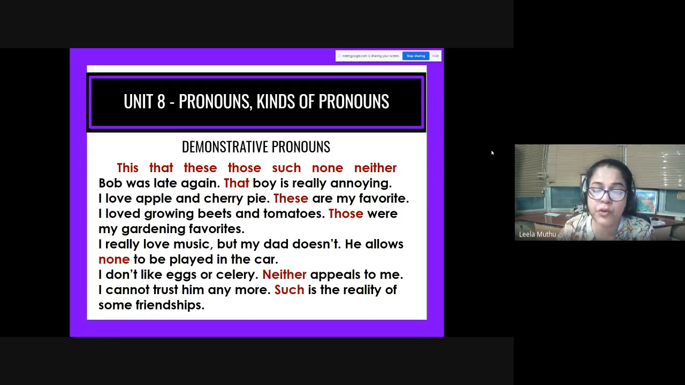I loved growing beets and tomatoes. Those were my gardening favorites. That is, gardening favorites, meaning the best. Enjoyed growing those, maybe because it grew so well and it was very satisfying to see these plants, these vegetables, growing in the garden. So he's referring to "those were my gardening favorites." He's referring to beets and tomatoes.